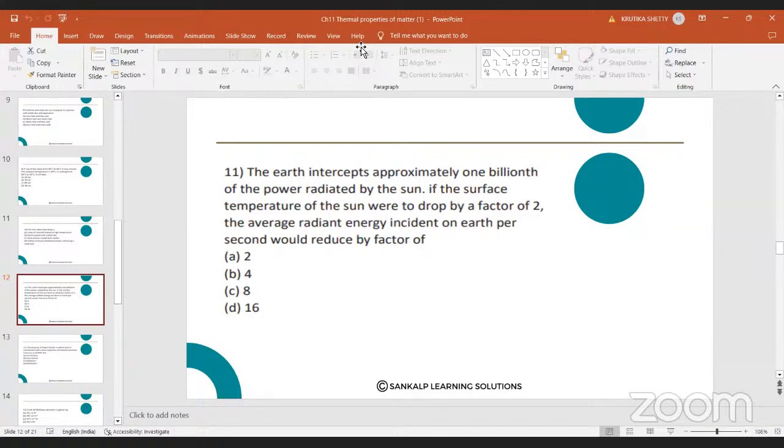What is the answer? 16. It is actually whatever the factor by which the temperature of the sun drops, the radiation we are getting here will also reduce by the same factor of 2. It is option A.